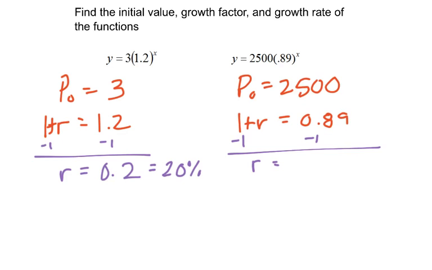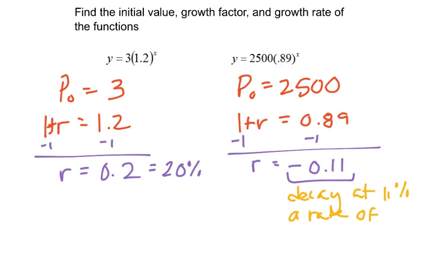is negative, whoops, where's my pen? Negative 0.11. And so in order to take into account that negative, that's why we say the word decay at 11%, or a rate of 0.11. So again, that decay or that negative sign is taken up with the word decay, so that we don't have to talk about the negatives, especially when we're trying to get towards that b value.